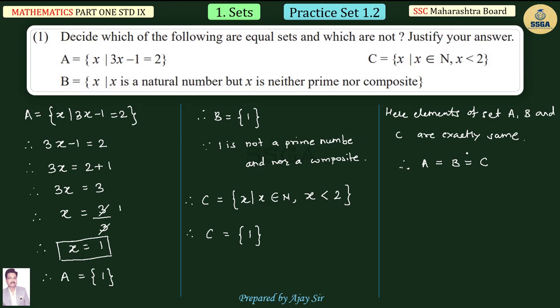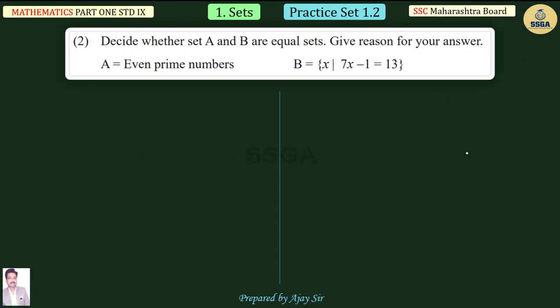Let us start the second question, student. Decide whether sets A and B are equal sets. Give the reason for your answer. Set A is the even prime number, and set B is the set of all x, where 7x minus 1 is equal to 13. Here you have to find the value of x, then we will decide whether they are equal or not.